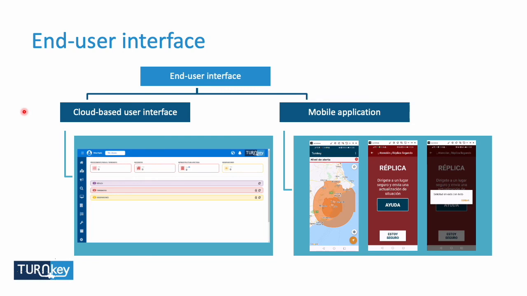And the idea was to create two components. One is the cloud-based user interface. This is the interface that the control room can use to understand what is happening and take decisions on what is necessary to do. So when there is a new earthquake, there are the early warning messages, but also suggestions on what behavior to adopt, and what information to send and to whom.